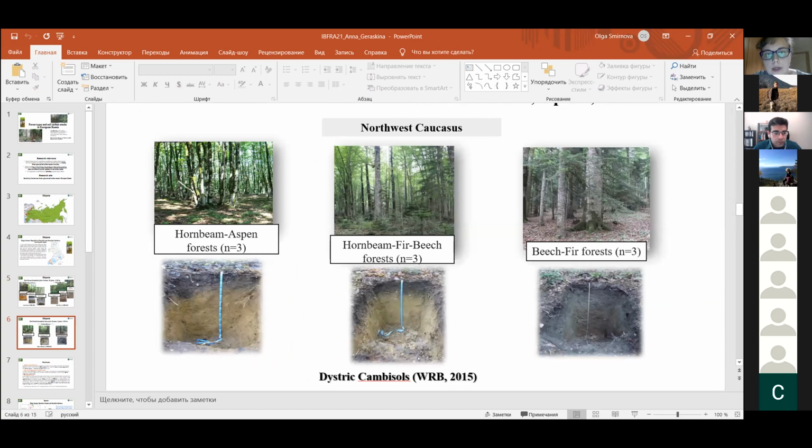Coniferous broadleaf mountain forest we studied in Northwest Caucasus. The main types of forest in this area are hornbeam aspen forests, hornbeam fir beech forests, and beech fir forests on dystric cambisols.